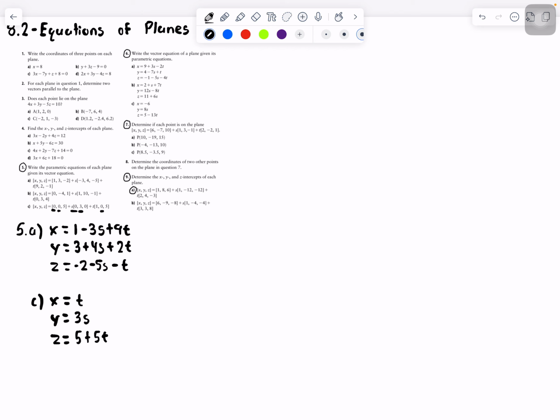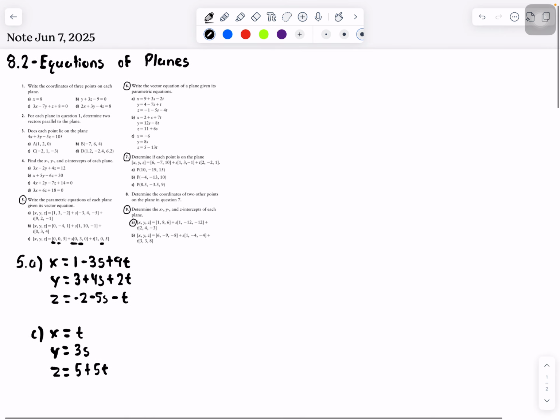Moving on to question 6. I'll do this one over here. This time we're asked to write the vector equation of a plane given its parametric equation, so the reverse process. Let's do A and C again.